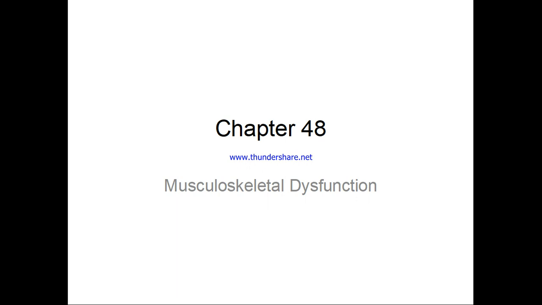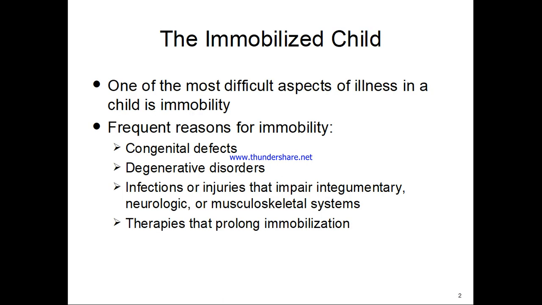Nursing 150, Chapter 48, Musculoskeletal Dysfunction. We're going to start by having a discussion on immobilized children, since musculoskeletal conditions frequently are the cause of immobilization. This is one of the most difficult aspects of illness in a child, because children are naturally mobile. Different reasons that immobility can occur are cognitive defects, degenerative disorders, infections or injuries that impair the skin, neuro, or musculoskeletal systems, and therapies that prolong immobilization.